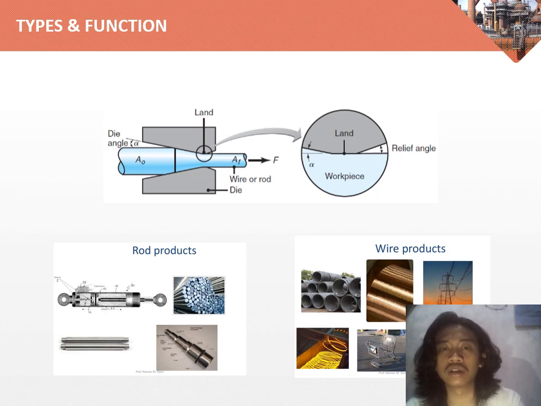The last is wire drawing. This technique is used to produce flexible metal wire by drawing the material through a series of dies of decreasing size. The products, for example, are electrical wire and wire stock for fences.